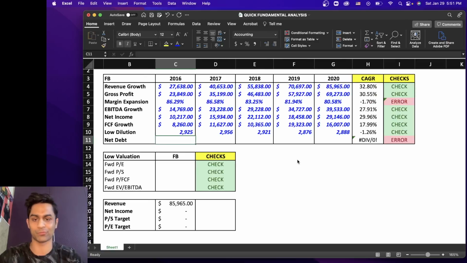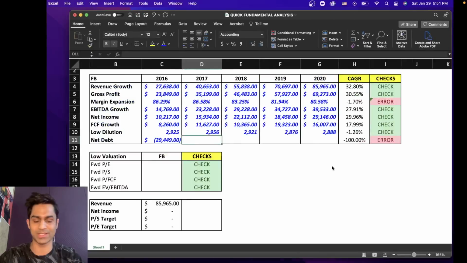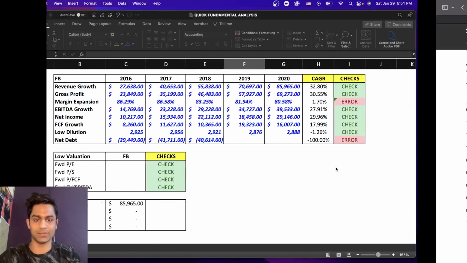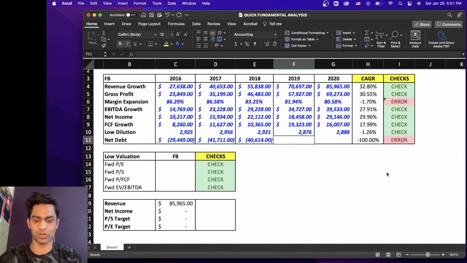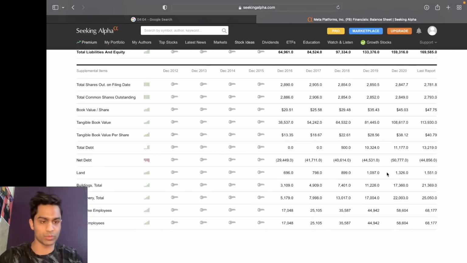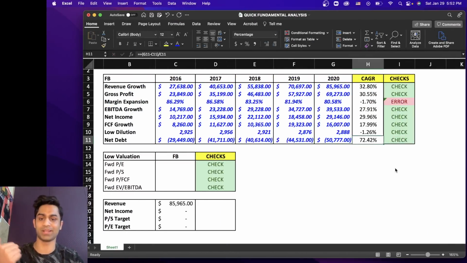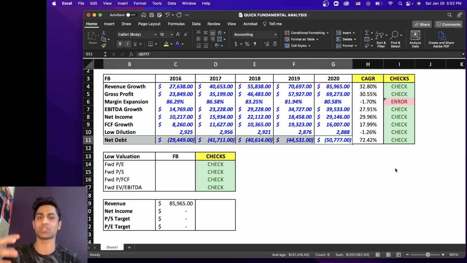So negative 29,449. Then we've got negative 41,711. Finally, negative 4,614. And then finally, we've got negative 44,531, and then 2020 is going to be negative 5,777. So another check mark because the net debt is negative. So what that really means is, cash amount is more than the actual total debt for the company, right?